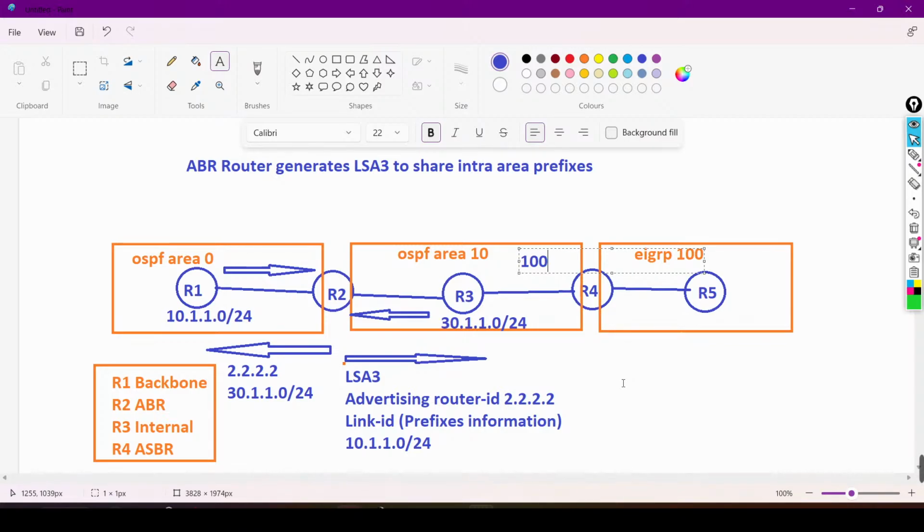In LSA 3, advertising router ID will be the router ID of the router who is advertising this LSA, and in link ID there will be the prefix information. This is how two different areas will communicate with each other. Done.